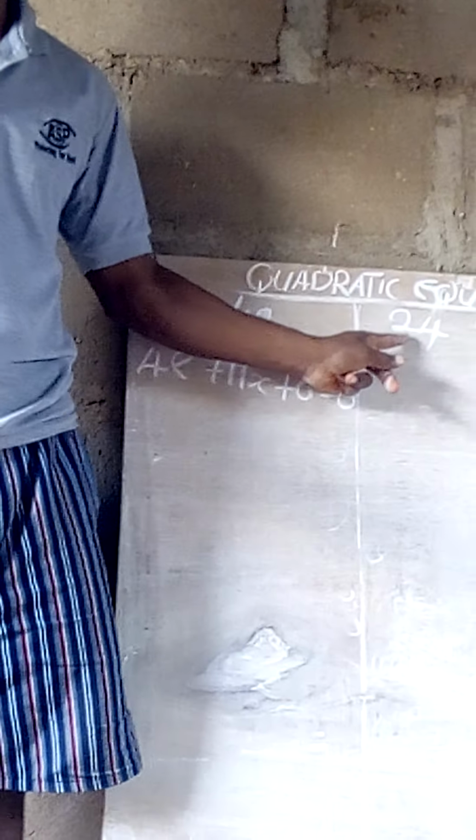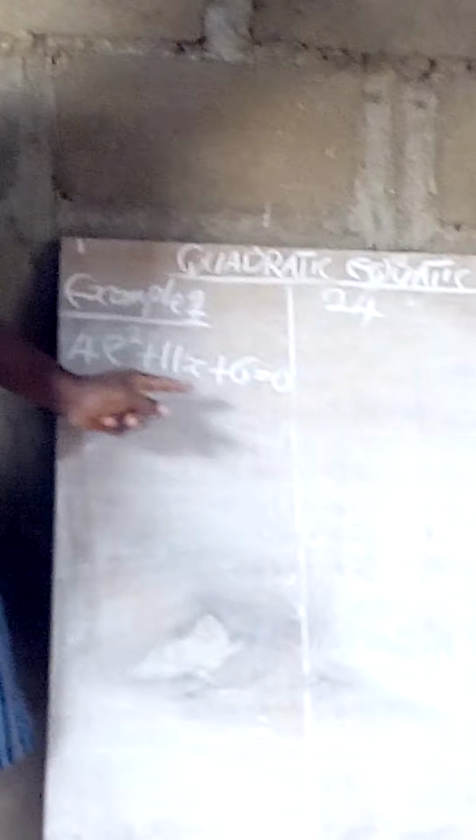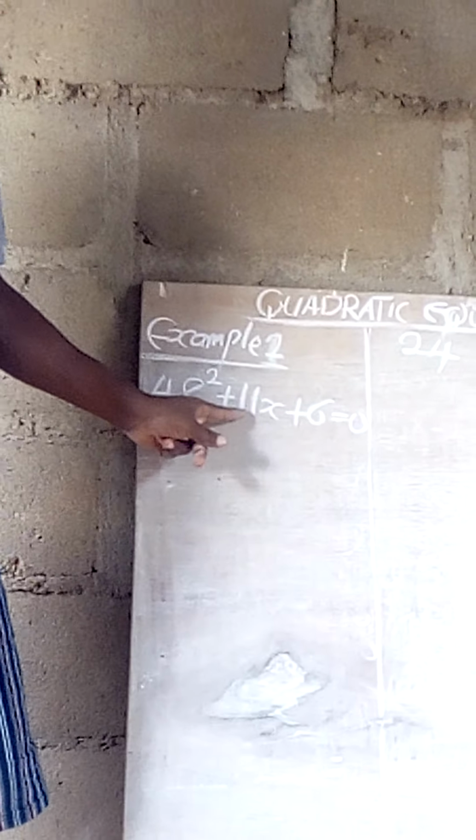I'll now look for 2 numbers that I'll multiply to give me this 24 which I've multiplied here, and when I add these 2 numbers or subtract them from each other, it gives me the middle number, which is 11.